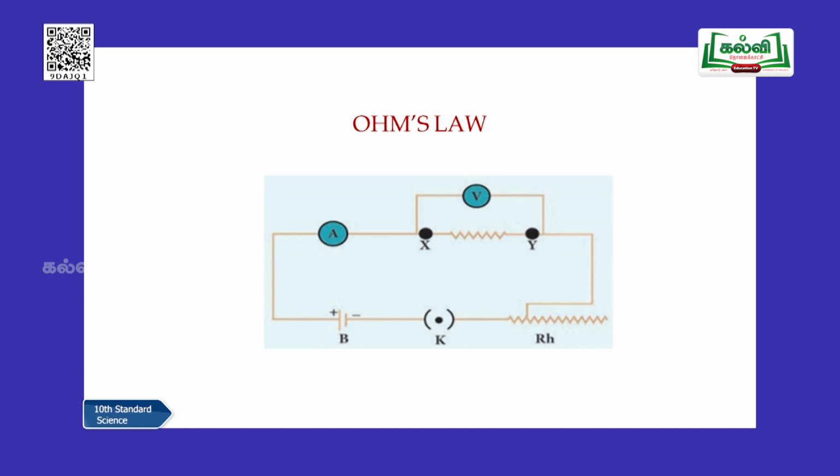In this diagram, look at the components used by him. B refers to the battery. K refers to the key. RH refers to the variable resistor. And XY refers to the resistor, that is the unknown resistor. V denotes the voltmeter and A denotes the ammeter.